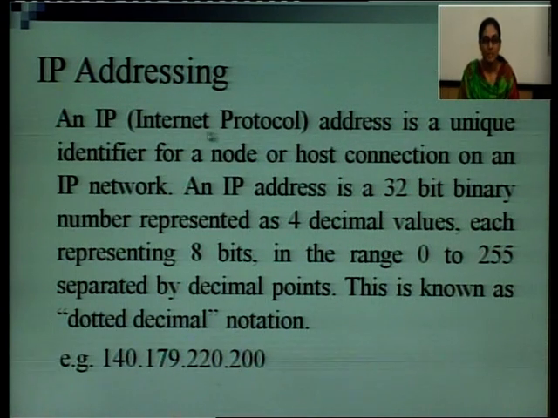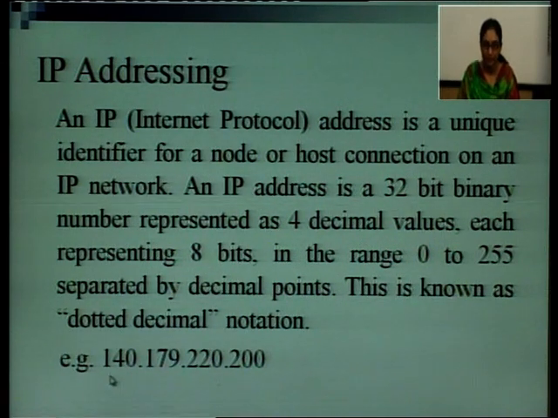IP addressing: the Internet Protocol address is a unique identifier for a node or host on a particular IP network. An IP address is basically a 32-bit binary number represented by 4 decimal values, and each decimal value is represented by 1 byte, which means 8 bits, in the range of 0 to 255, and these are separated by a decimal point. That's why it is known as dotted decimal notation.